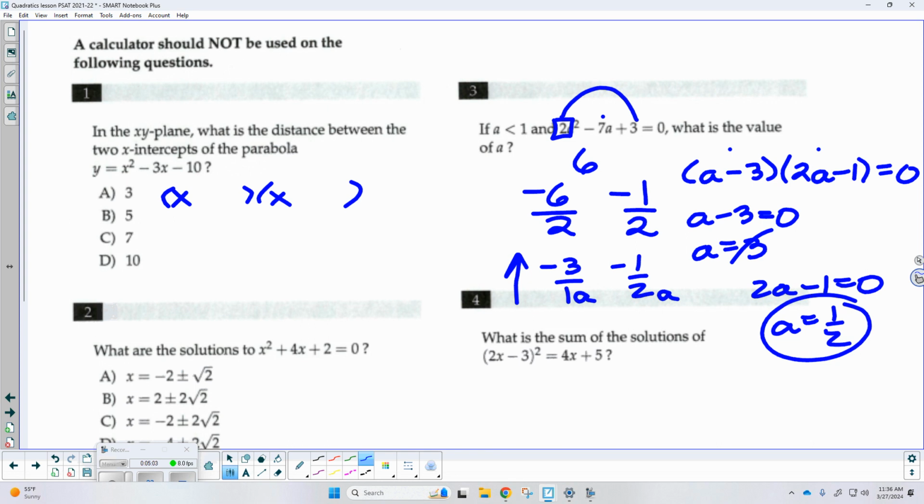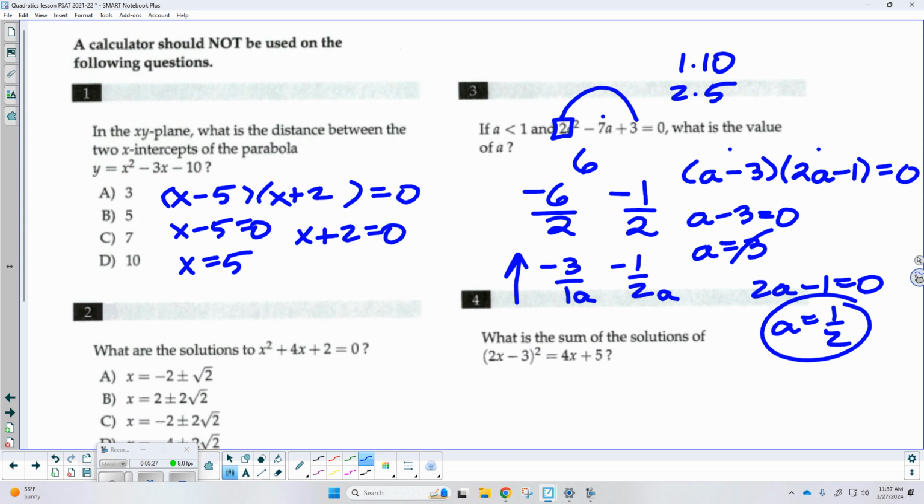What do we think here? Let's see, we're dealing with 10, so I only have 1 and 10, and I got 2 and 5. Okay, there we go. It's got to be a -5 and a +2. Of course, is this equal to 0? Just like we did a moment ago. If x minus 5 equals 0, x equals 5. And if x plus 2 is equal to 0, x equals -2.